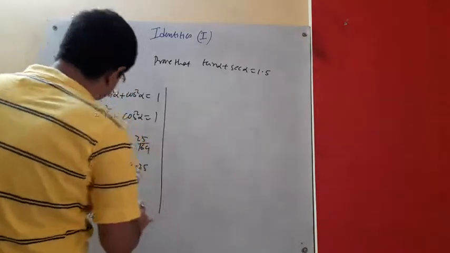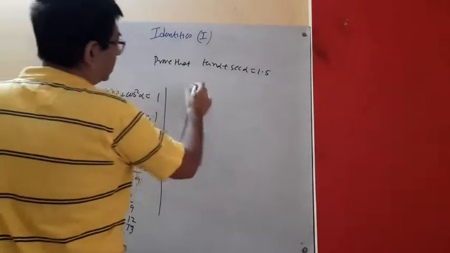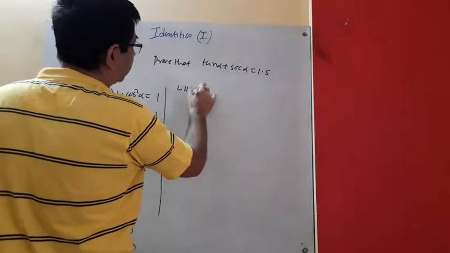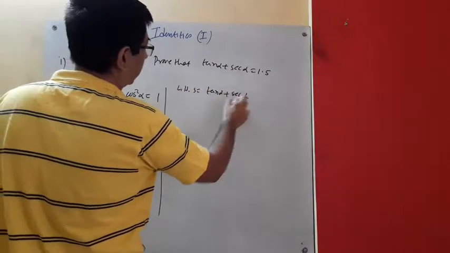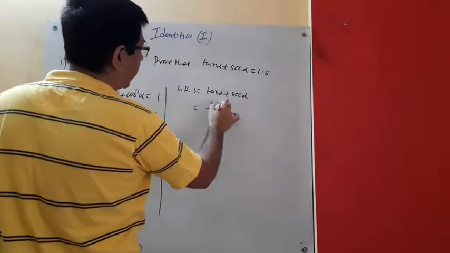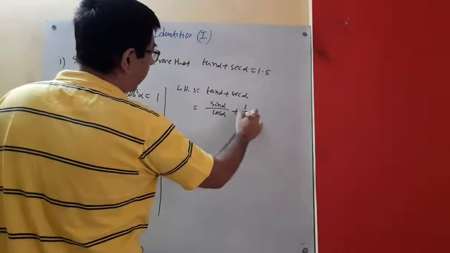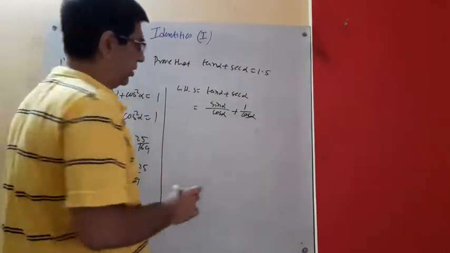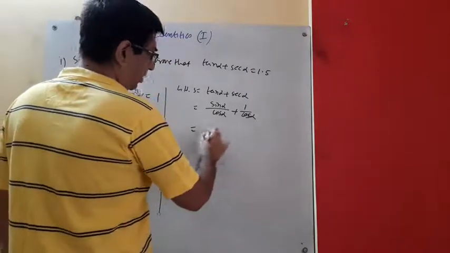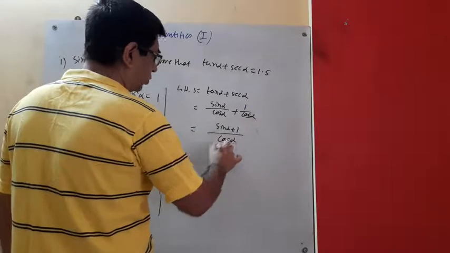Okay. So sin alpha we know, cos alpha we have got. Now what do we have to find out? LHS: tan alpha plus sec alpha. What is tan alpha? This is sin alpha by cos alpha. What is sec alpha? 1 by cos alpha. All these things I have already discussed in the previous videos. So this is, cos alpha is the LCM, sin alpha plus 1.